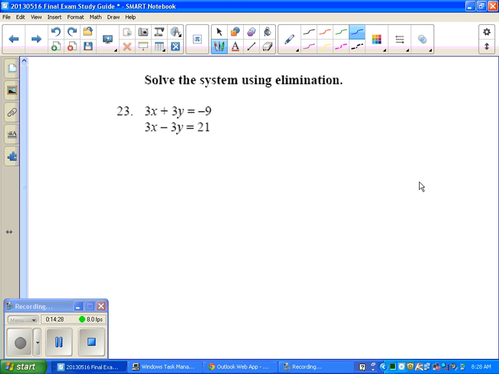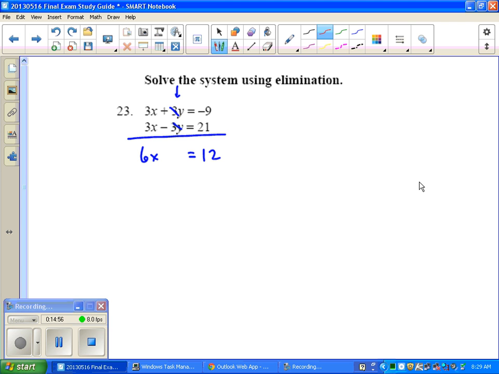23 says solve using elimination. This one's set up beautifully for elimination. If you look at your y values, you have 3y and -3y. Those are opposite terms of each other. That's why it's so nicely set up. If we just put a line under them, combine what we have, 3x and 3x gives us 6x. 3y and negative 3y eliminate each other. Equals negative 9 and 21 is 12.